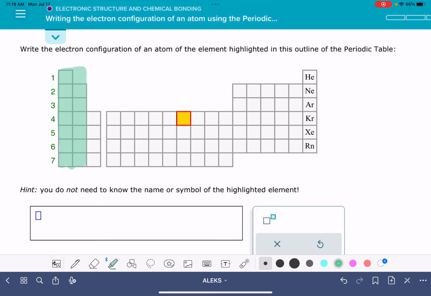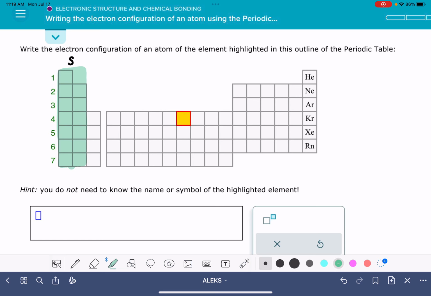So first of all, I'm highlighting the elements in columns 1A and 2A. These are the elements that correspond to the filling of the s orbitals, and the particular s orbital corresponds to the number of the group or the horizontal row on the periodic table. So for example, these are the elements that correspond to the filling of the 1s orbital. These are the 2s elements. These would be the 4s elements, 7s, etc.